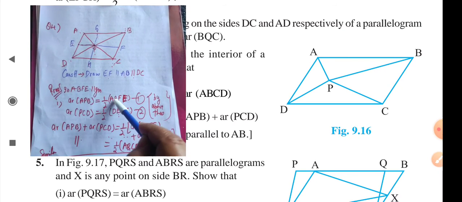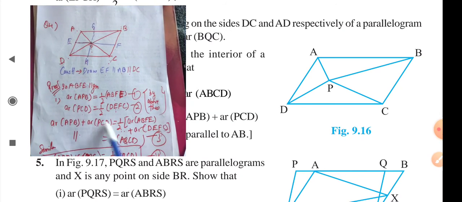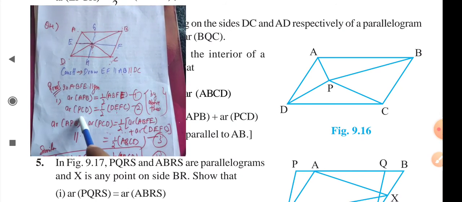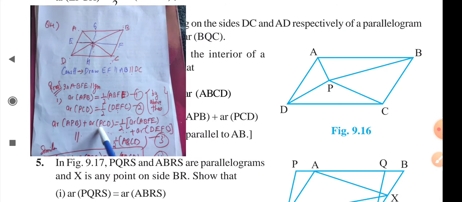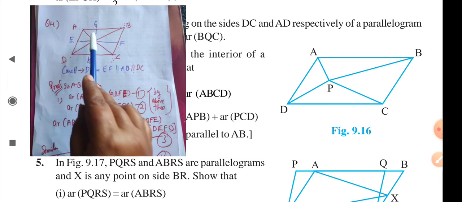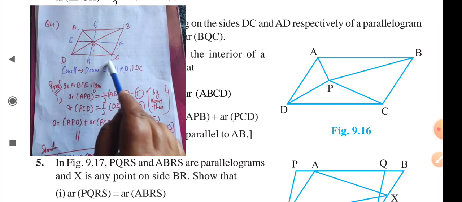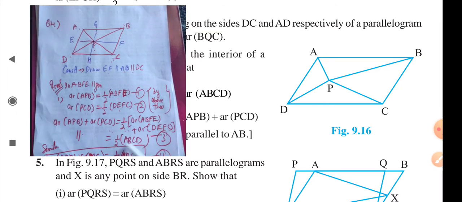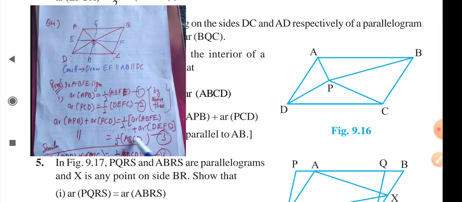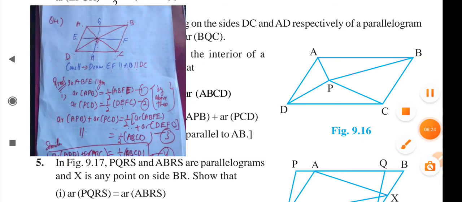So we can see that if we add these, why? Because we required this one. We required this one, so we will add these two. The left will be added to the left and the right will be added to the right. We will take half as common. So area of ABFE and area of DEFC, if we add these two areas, we will get area of ABCD. So this was the first part of this question.